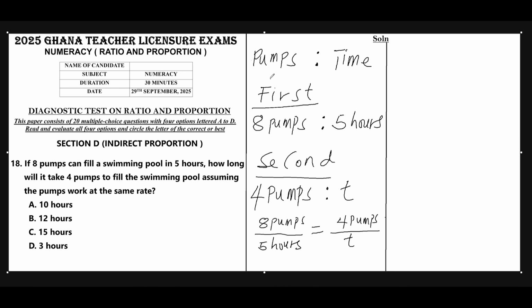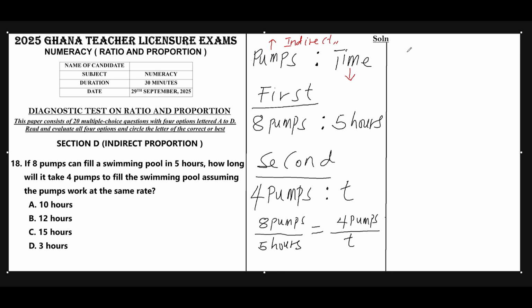So it is clear that as the number of pumps increases, the time it takes to fill the swimming pool decreases. So as the number of pumps increases, the time decreases. So what kind of relationship exists between the two quantities? So this is an indirect proportion. And once we identify that it is an indirect proportion, before we can solve for t, we need to do something as we have been doing in the previous example. So let me repeat this.